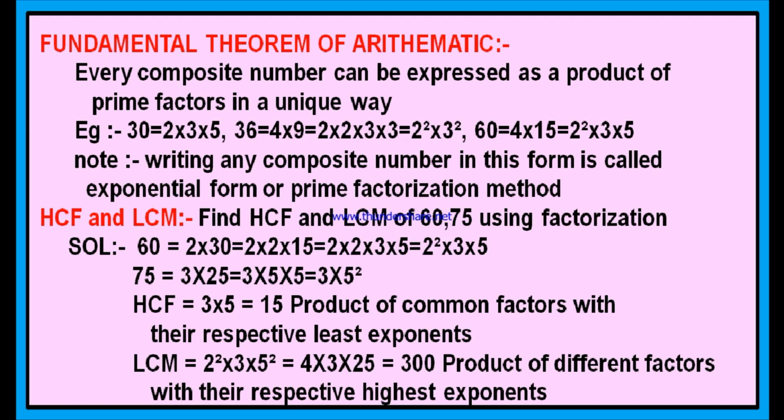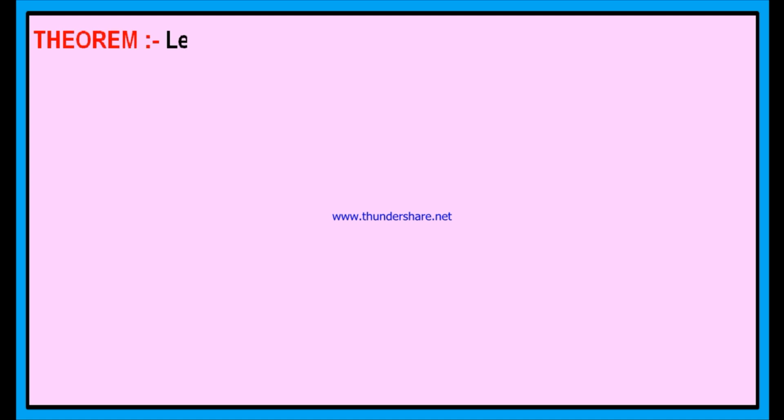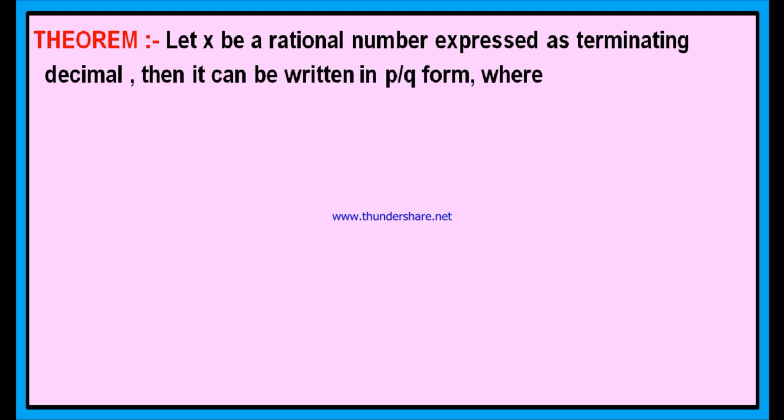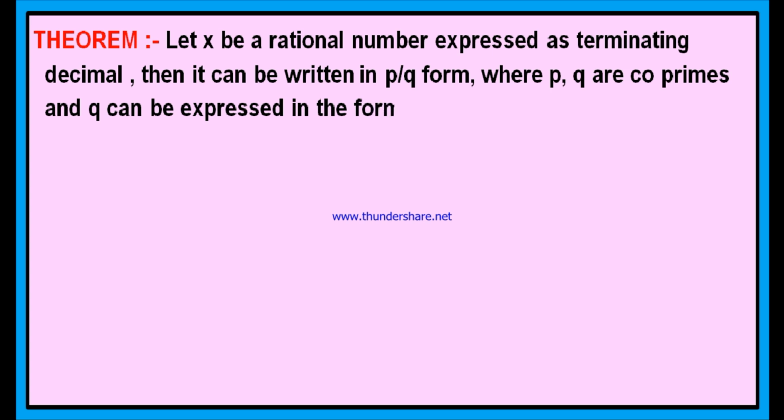Hello students, so far we discussed two theorems of this chapter. The first is Euclid's division lemma and the second is the fundamental theorem of arithmetic. Now let us learn some more theorems. Here is another theorem. Let x be a rational number expressed as a terminating decimal, then it can be written in p by q form, where p and q are co-primes and q can be expressed in the form of 2 power n into 5 power m.